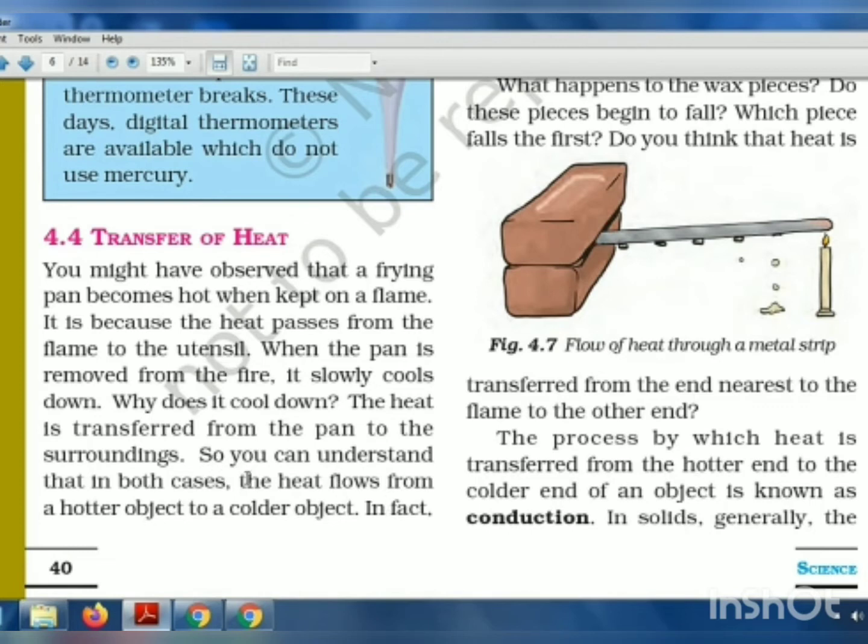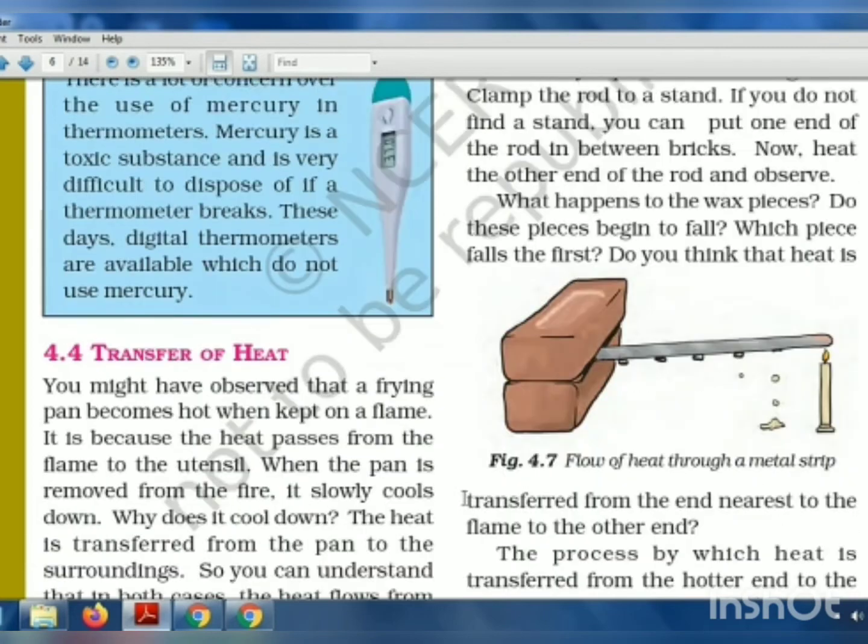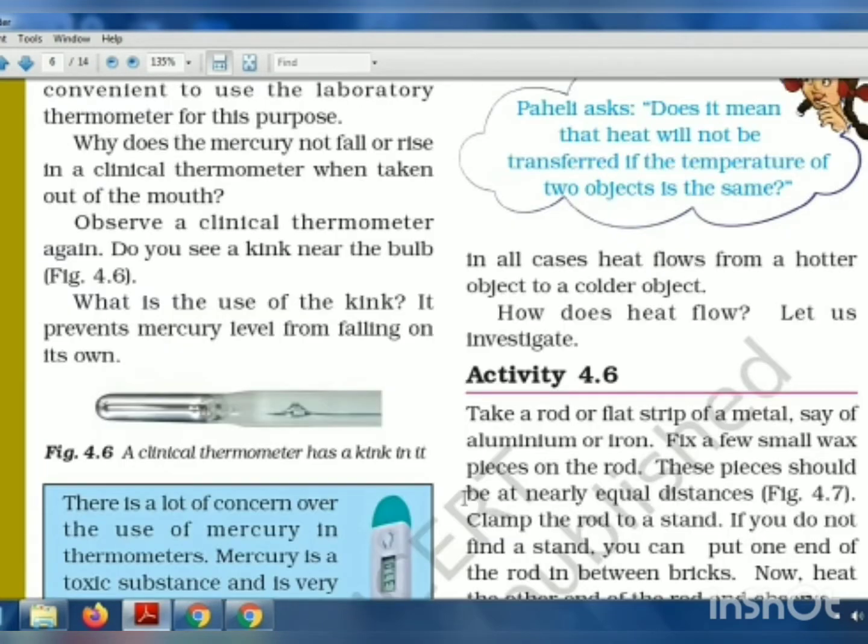So, heat flows from a hotter object to a colder object. In this topic, transfer of heat, you have to remember that the heat flows from a hotter object to a colder object. So it is said that in all cases, heat flows from a hotter object to a colder object.